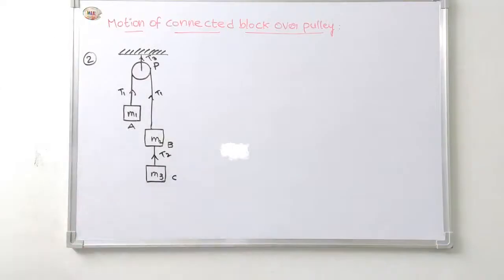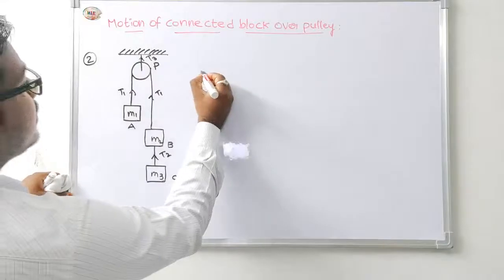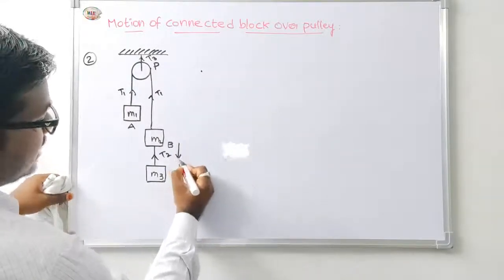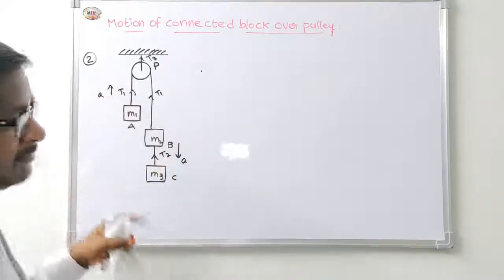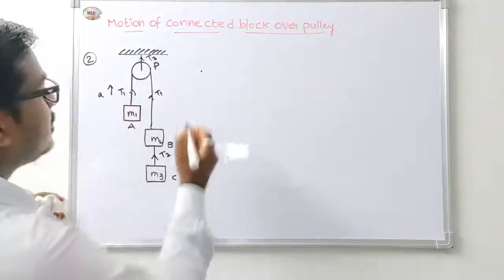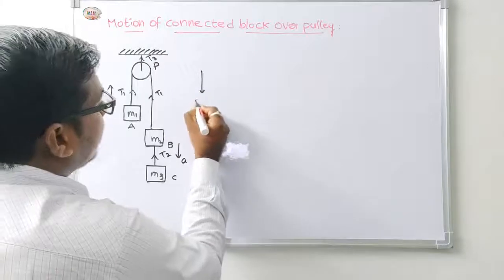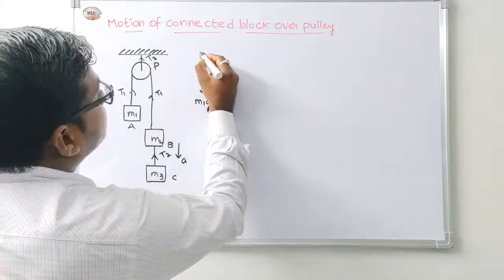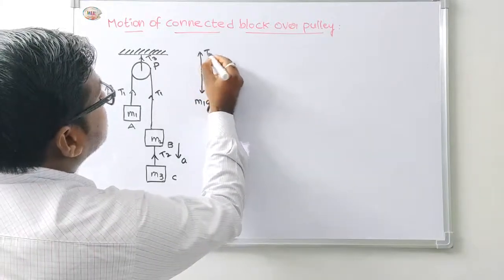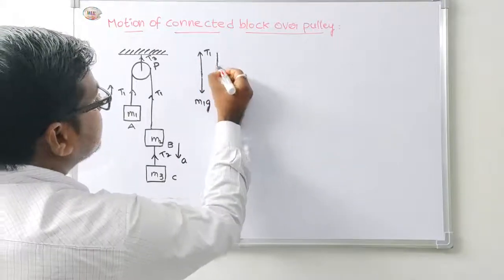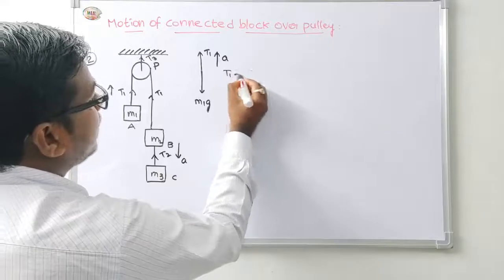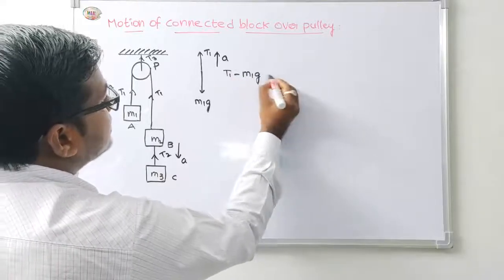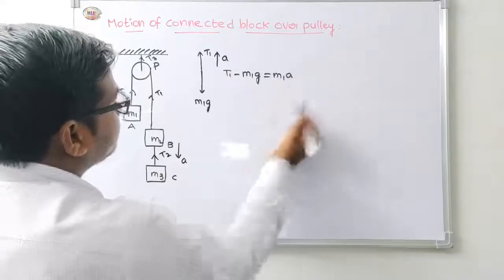First, take the M1 block. The acceleration is acting in the downward direction for the other side and upward for this one, because M2 plus M3 is greater than M1. M1G, this is T1, acceleration is acting upward. Write the equation: T1 minus M1G is equal to M1A.